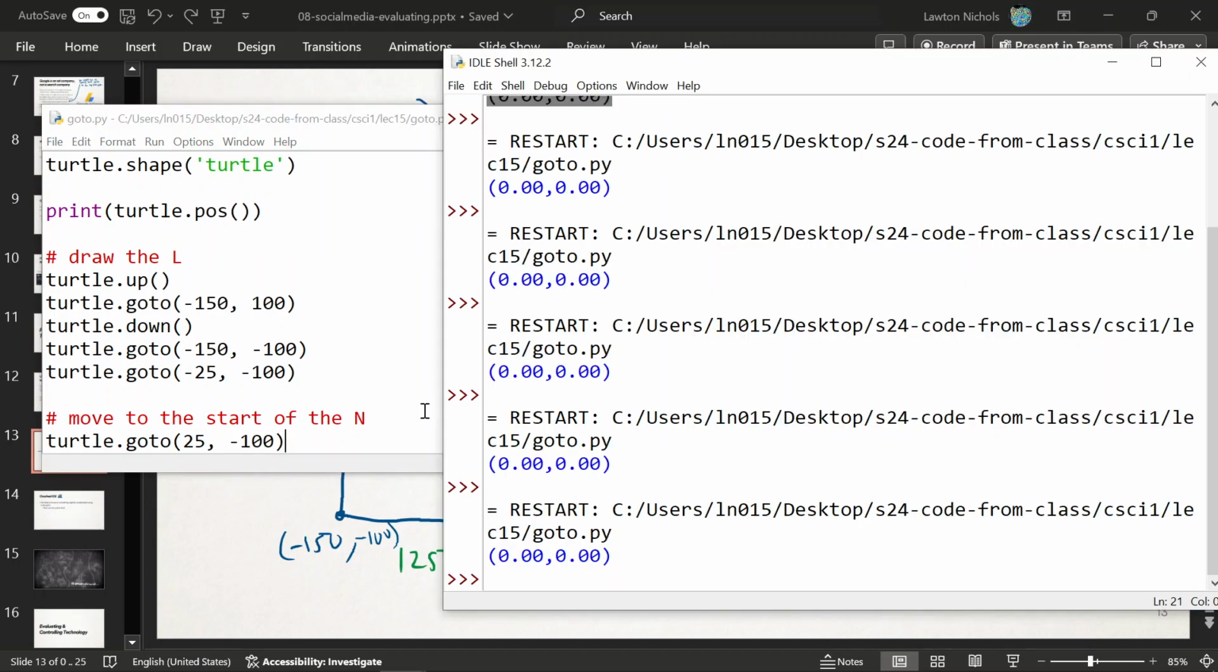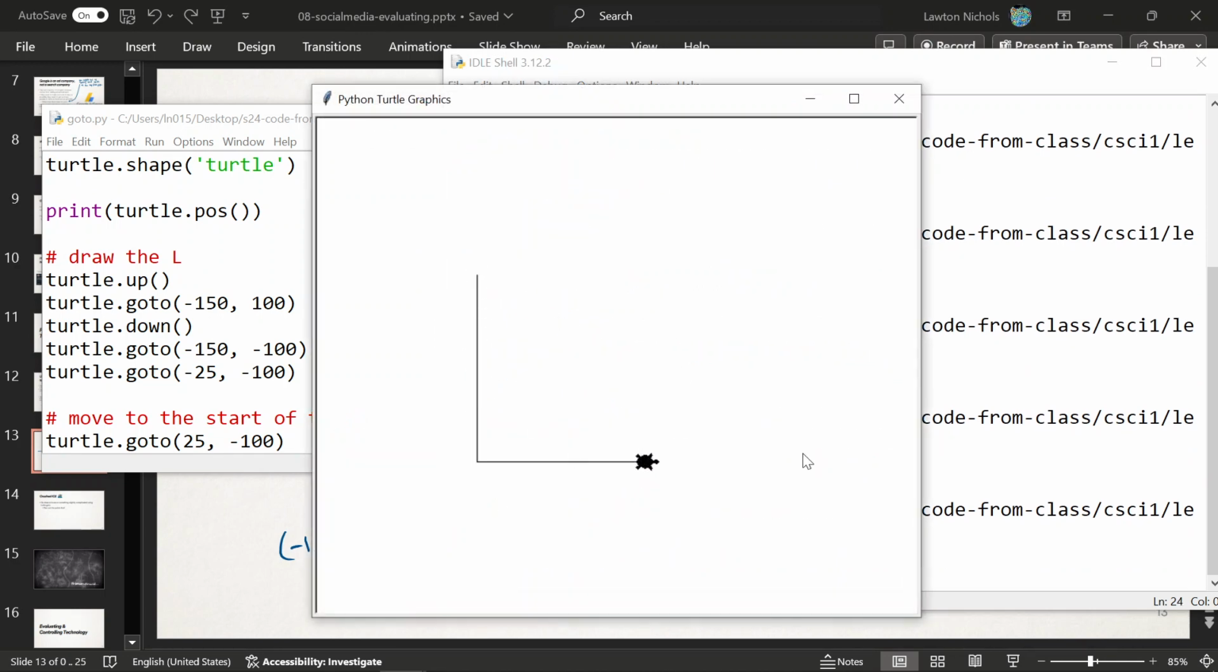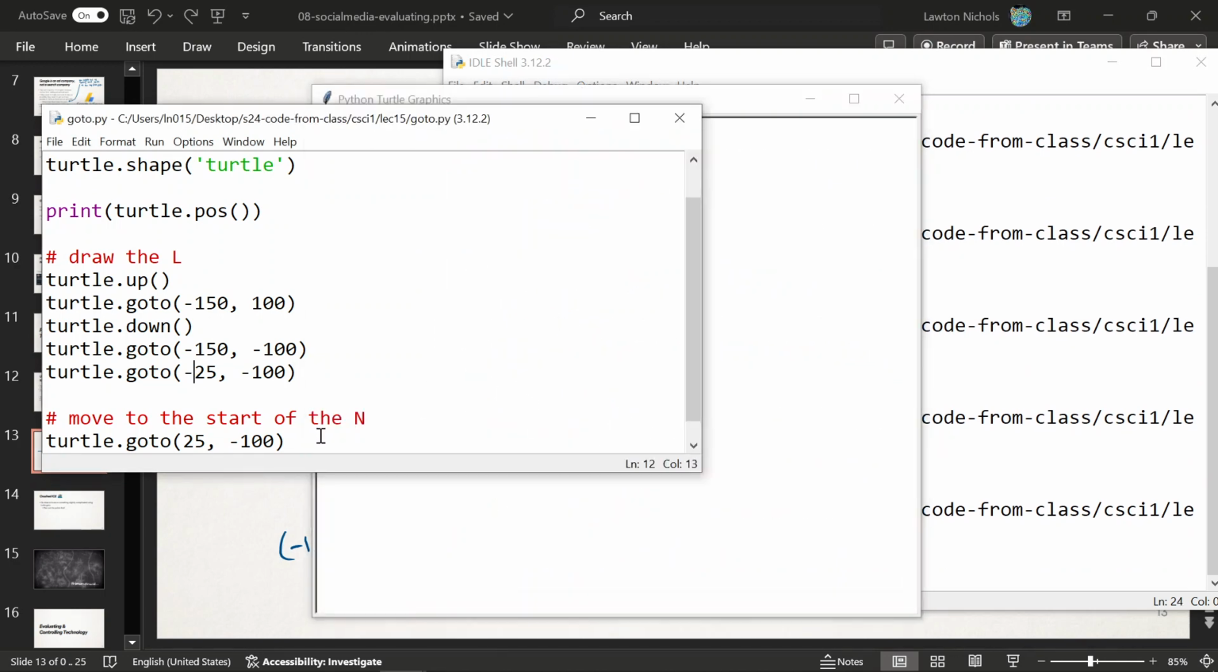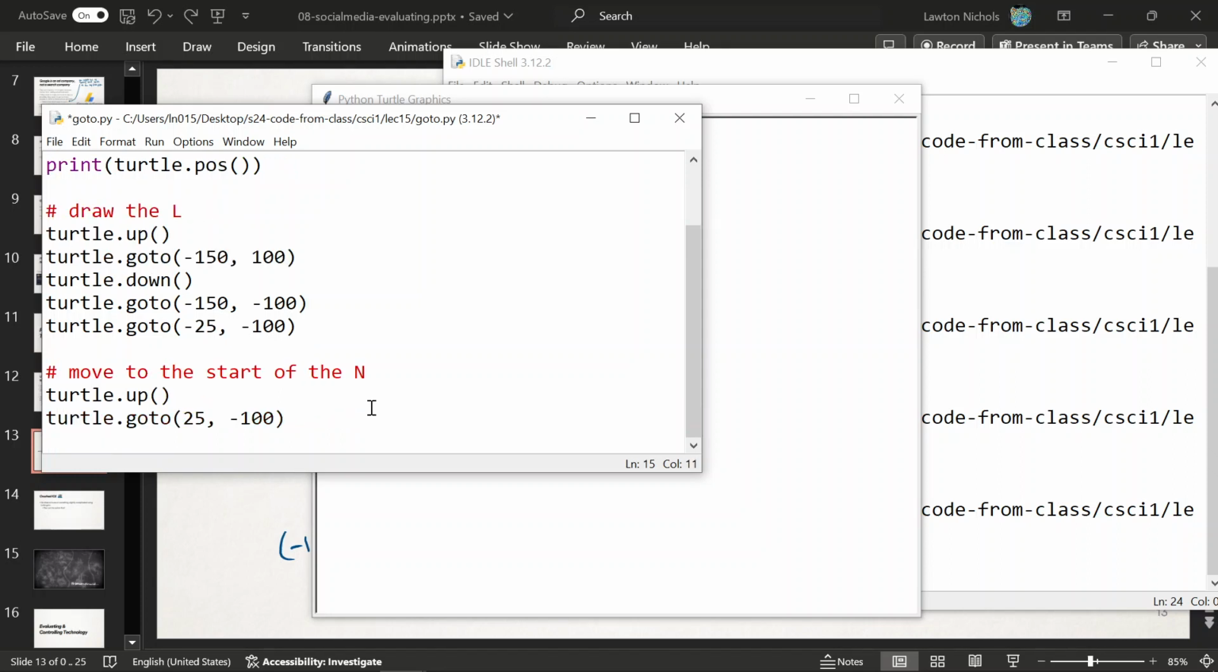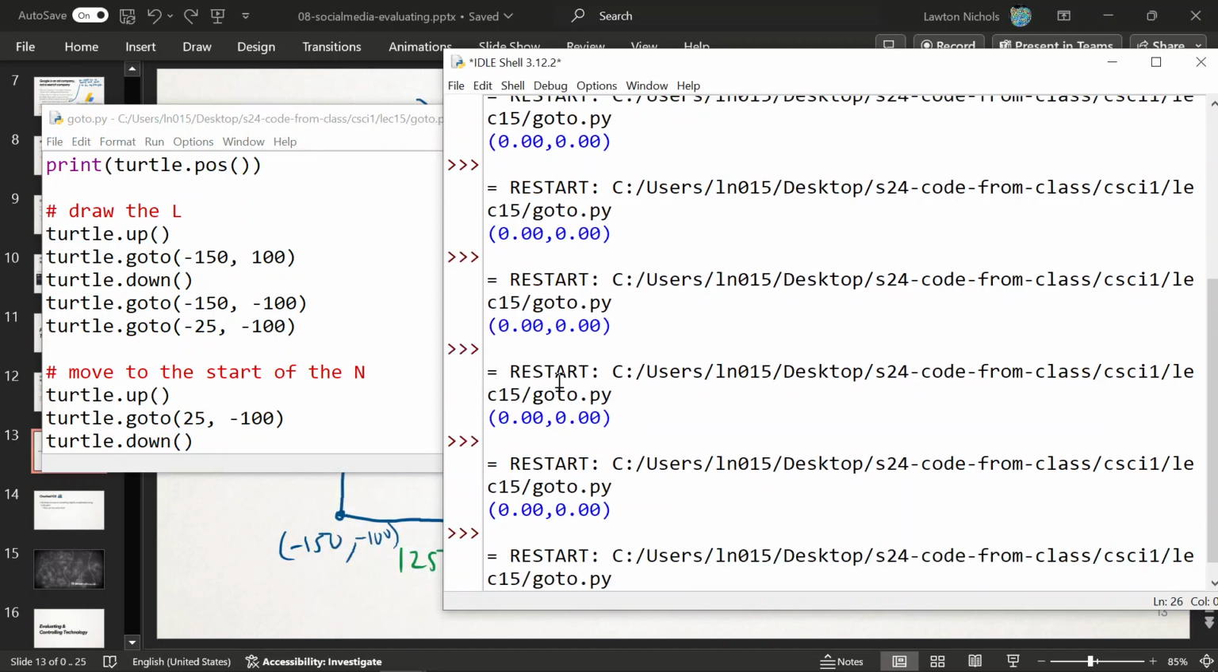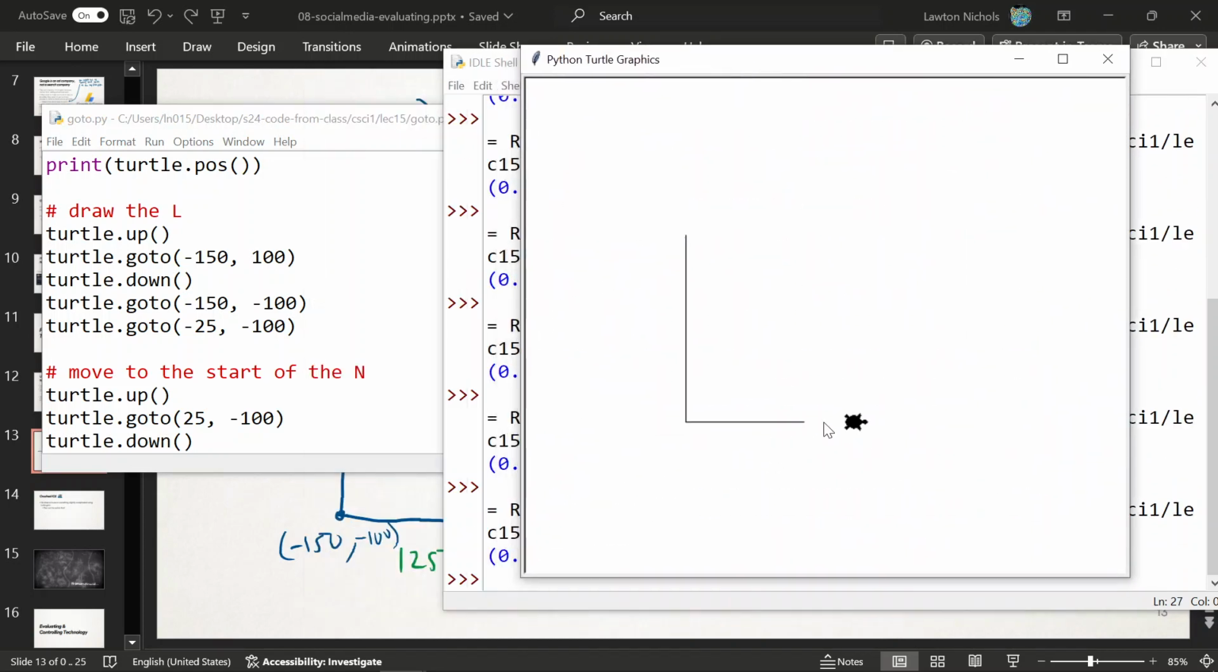But again, the tail is down. That's a long L now. So that's not good enough. So I need to pick the tail up before I do that. Then you're at the right spot, Mr. Turtle, and then you can put your tail back down. So now we're in the right position. And we made this gap. We crossed the gap, and then we put our tail back down to make marks again.